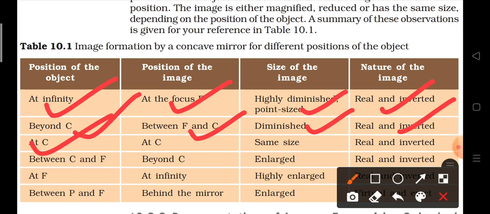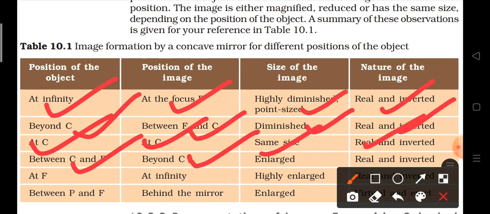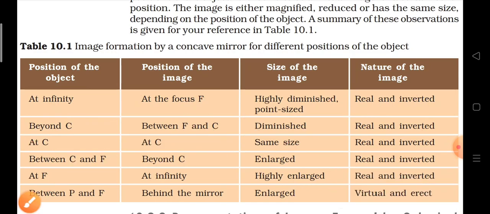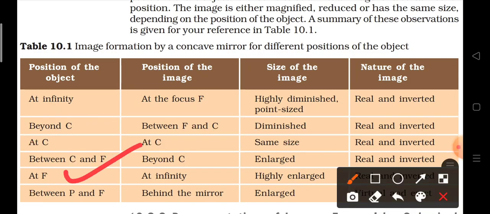When the object is placed at center of curvature, the image is also at center of curvature, of same size, real and inverted. When the object is between center of curvature and focus, the image is beyond center of curvature. Enlarged means bigger in size, real and inverted. When the object is at focus, the image is at infinity. Highly enlarged means very big in size, and real and inverted.